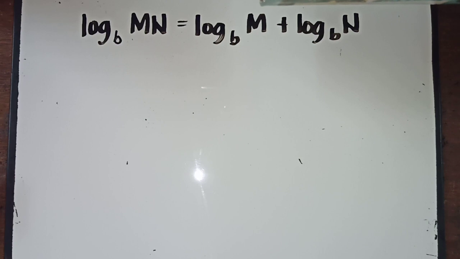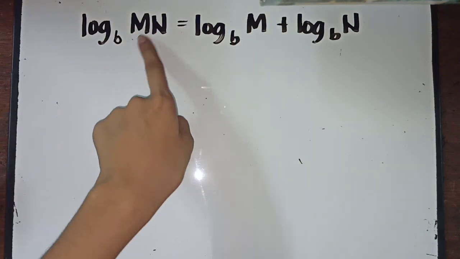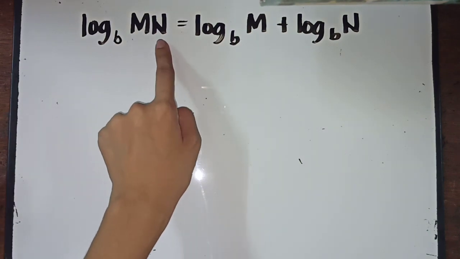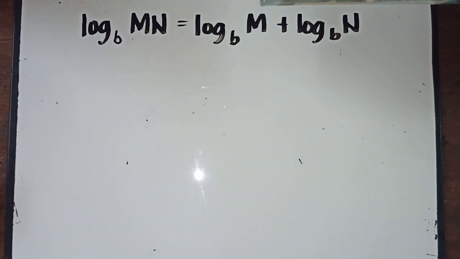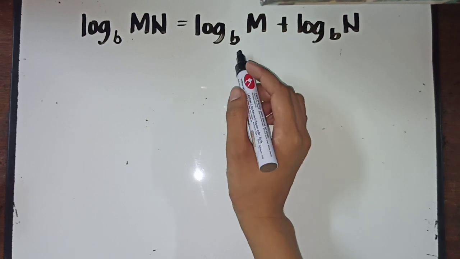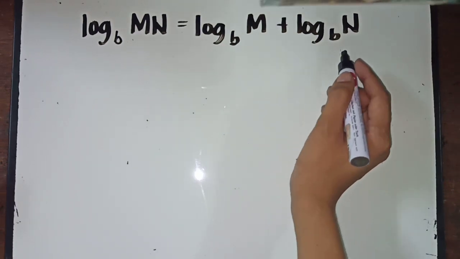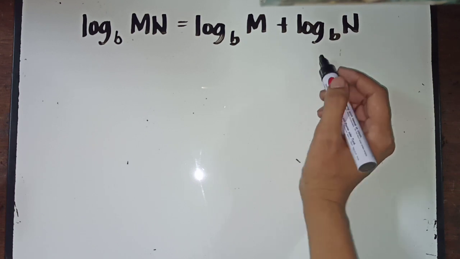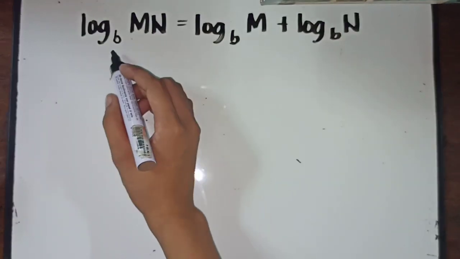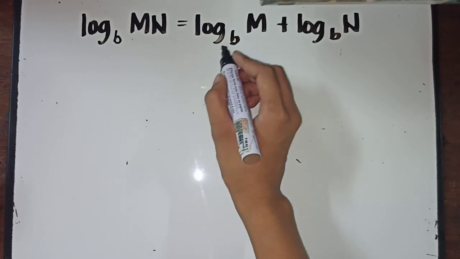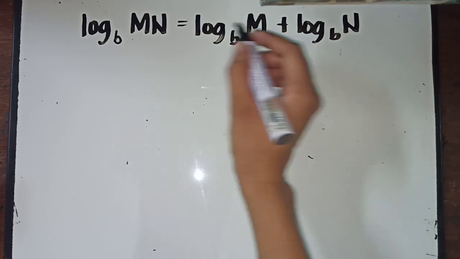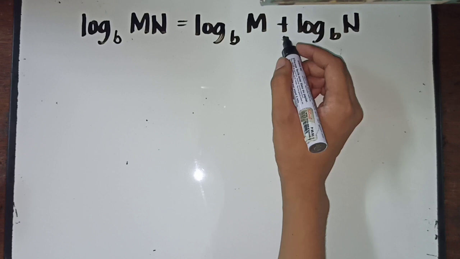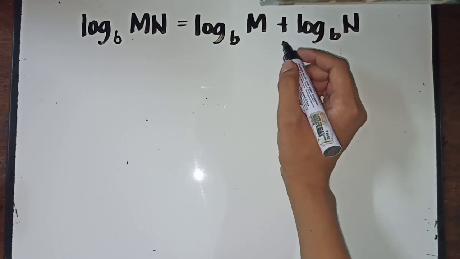Okay, so the second law is the logarithm of product. So it states that if we have this logarithm of mn, or the product of m and n, having the same base which is b, so that is equal to the logarithm of m to the base b plus the logarithm of n to the base b. Again, kung meron tayong logarithm of mn to the base b, so it is also equal to the logarithm of m to the base b plus the logarithm of n to the base b. So again, from multiplication, it can be expressed as the sum of logarithmic expressions.